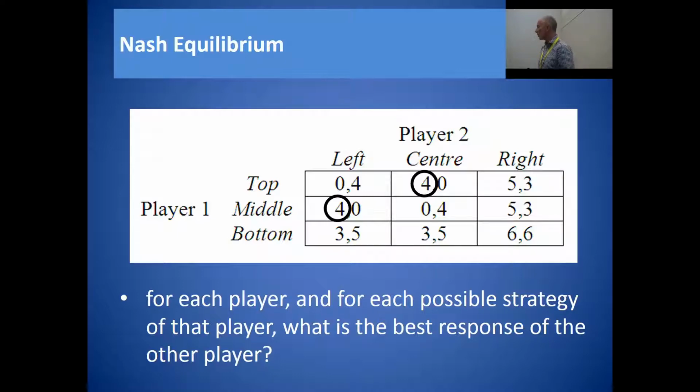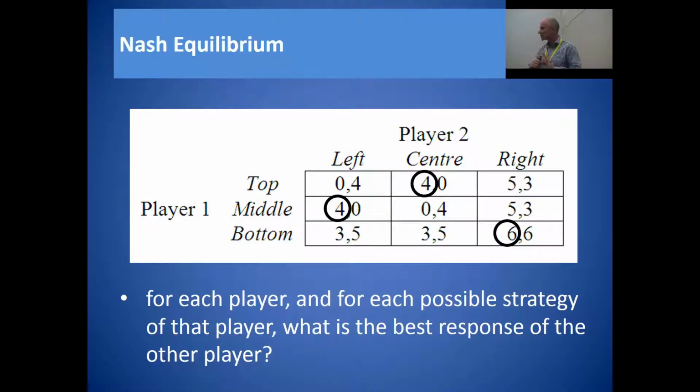And then lastly, were player 2 to choose right, player 1 chooses between top and middle, receiving a payoff of 5, or bottom and receiving a payoff of 6. Naturally, the optimal response is to choose bottom. So again, I'll put that circle around, and that denotes the optimal response. Now that's it for player 1. Those are all the optimal responses for player 1. We'll choose middle if 2 chooses left, top if 2 chooses centre, and bottom if 2 chooses right. And that's it for player 1.